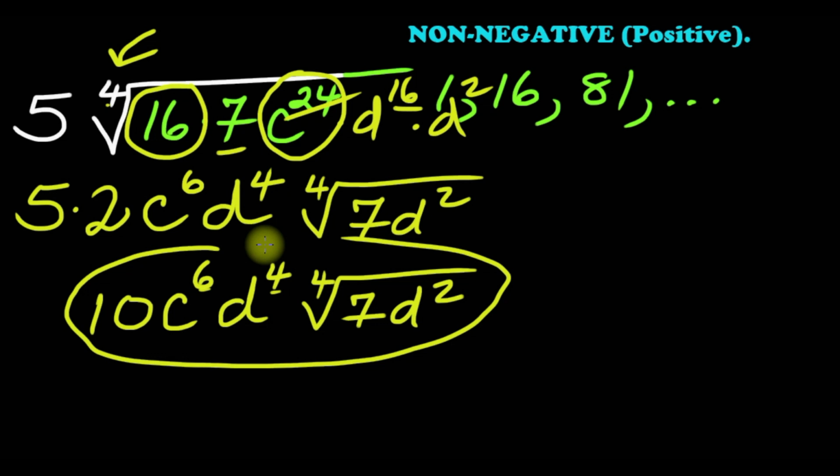Okay, so that is how you simplify radicals that have variables. I hope these examples are easy enough for you guys to understand.